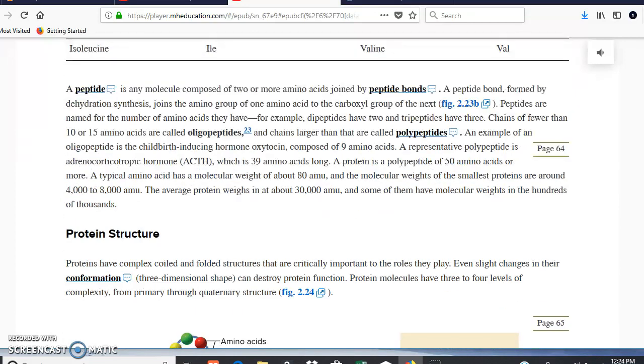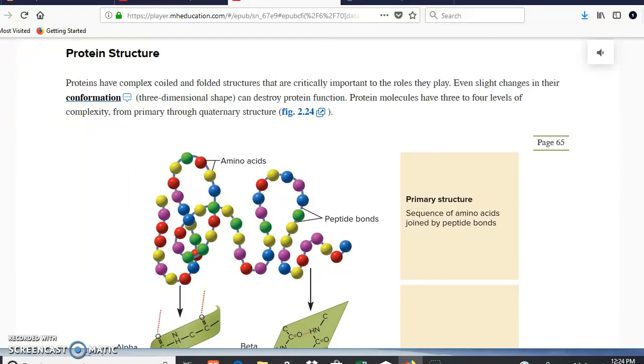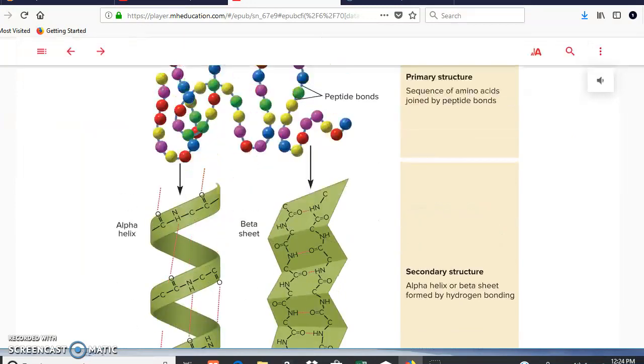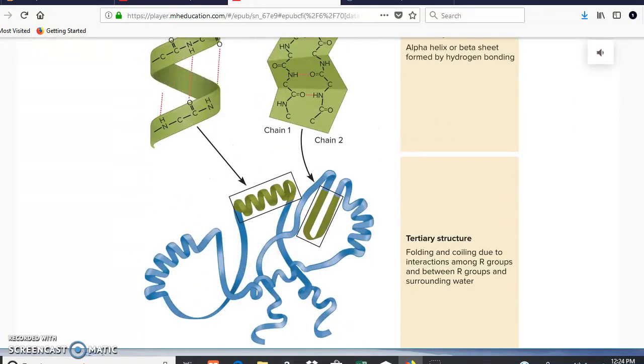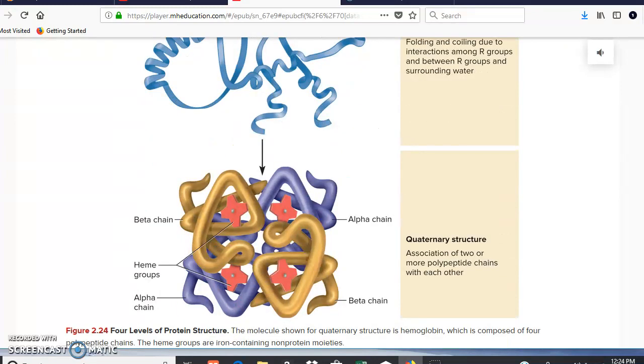How many structures can the proteins have? They can have up to 4 structures, as you can see in there: primary structure, secondary structure, tertiary structure, and quaternary structure. Most of the proteins that we have in our body, and they have very important functions, are going to have quaternary structure. For example, hemoglobin in our red blood cells.